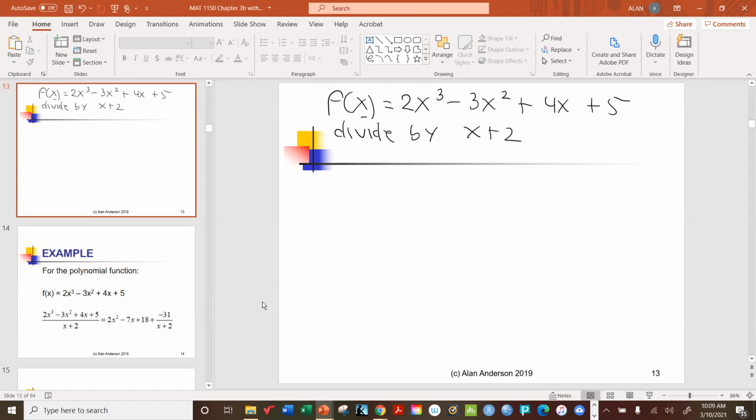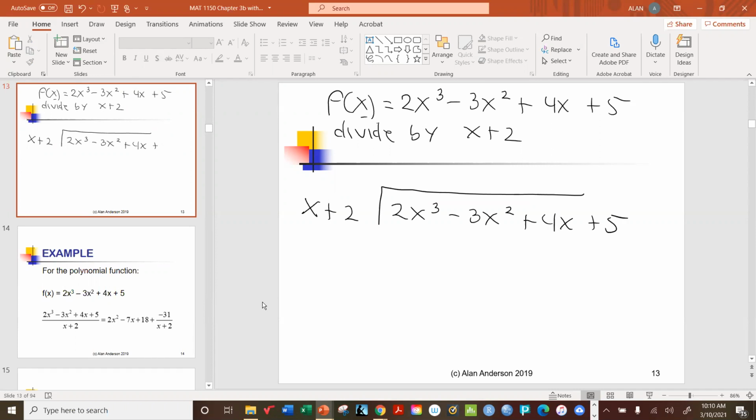Okay, now here's one way we can do this. So we're going to take the x plus 2. I'm going to write out, oh, is it starting to look familiar? Yes, it is. 2x cubed minus 3x squared plus 4x plus 5. Now, what are we trying to do here? We've got to come up with a value, probably some function of x, which when multiplied by x plus 2 will help us eliminate 2x cubed. So let's try 2x squared.